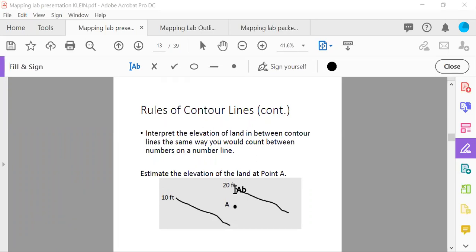You could write it in the chat. Also, when you write things in the chat, it lets me know that you're here. Okay, yeah, so about 15 feet. That's fine. So you interpreted because point A is kind of in the middle between 10 and 20, right? So you would say A is about 15 feet.